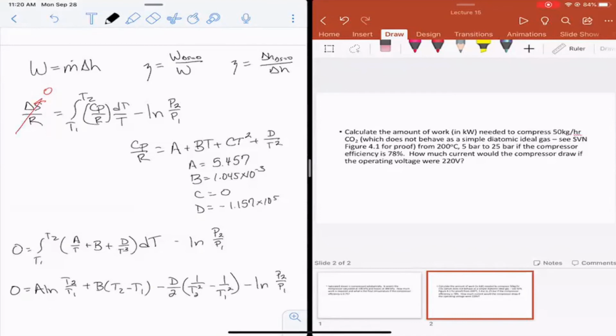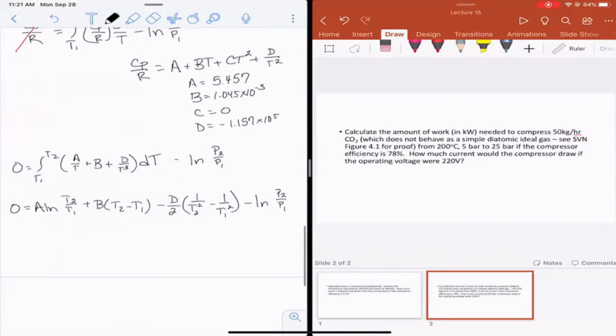And again, we know T1, so that's 200 degrees C, or 473.15 Kelvin. We know that P2 over P1 is equal to 5, because P2 is 25 bar and P1 is 5 bar. And so we can solve this equation. I did it in Excel just using Goal Seek and found that T2 was equal to 629.5 Kelvin, or 356.4 degrees C.